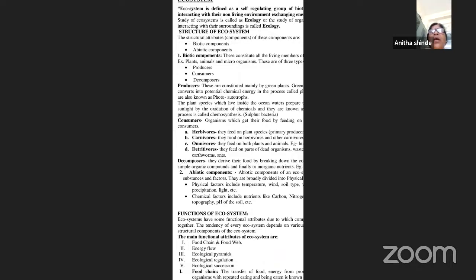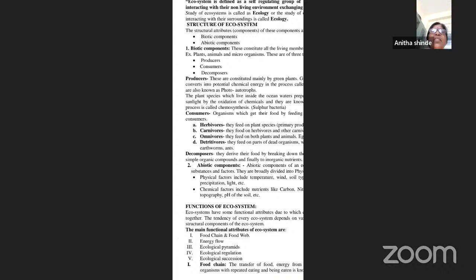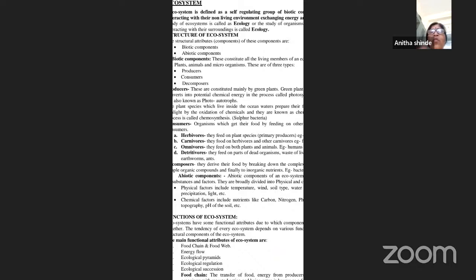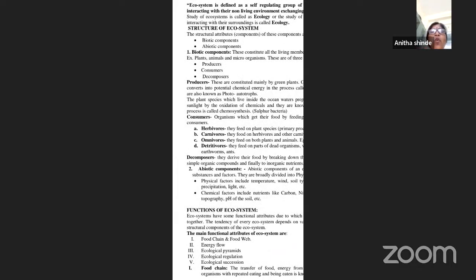What are biotic components? Biotic components constitute all the living members of the ecosystem, like plants, animals, as well as microorganisms. They are divided into three types: producers, consumers, and decomposers. What are producers? Plants produce the food, so these are constituted mainly by the green plants. Green plants trap the solar energy and convert it into potential energy in a process called photosynthesis. These species are also known as photoautotrophs.